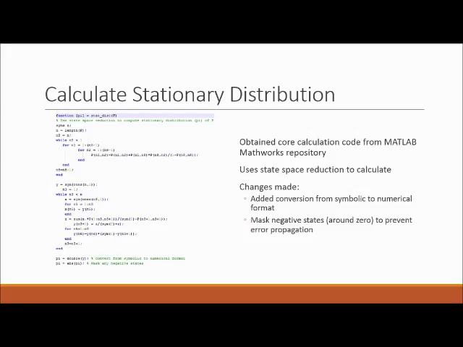Next, we calculate the stationary distribution. And I actually was able to obtain the main calculation code from the MATLAB MathWorks repository. This code uses a state space reduction to calculate the stationary distribution. However, I added conversion from symbolic to numerical format because the original coders had written this in symbolic notation. So in order to actually use it in my own methods, I needed to have it in numerical format. I also needed to mask negative states because sometimes MATLAB would report back a -0, and this was done to prevent error propagation.